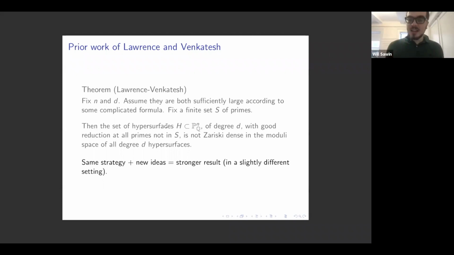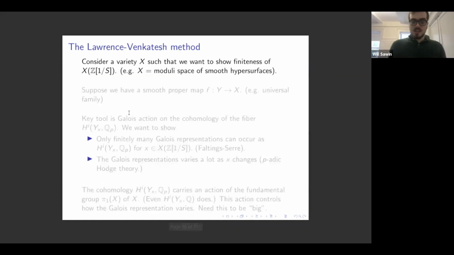So I'll begin by saying something about the method of Lawrence and Venkatesh. It's helpful to think here at a greater level of generality. Let's think about a general variety, and we want to show finiteness of the S-integer points on that variety. When X is the moduli space of smooth hypersurfaces in an abelian variety or in projective space, this will be equivalent to finding hypersurfaces in the abelian variety or in projective space with good reduction.